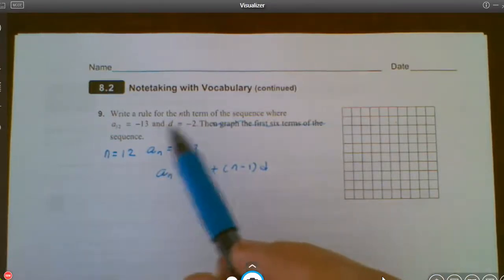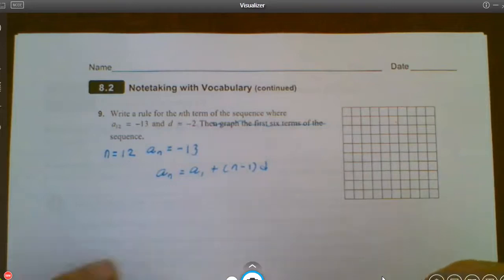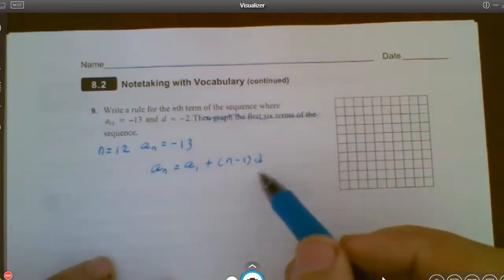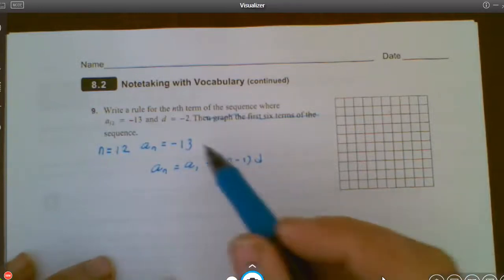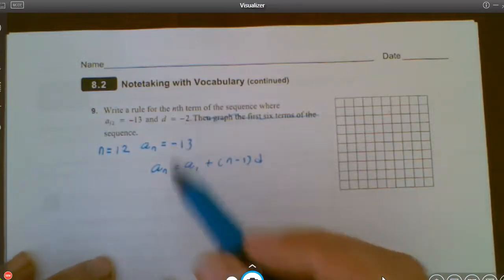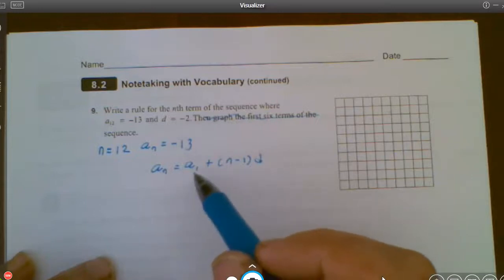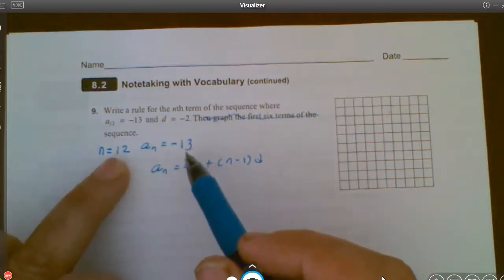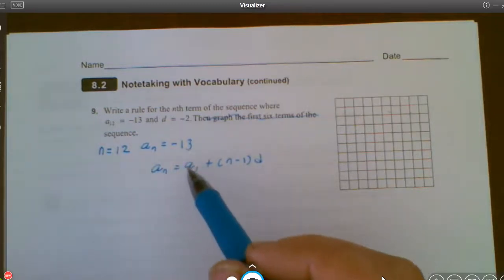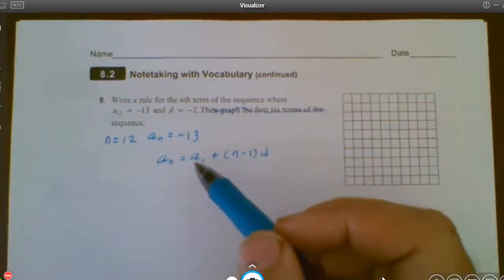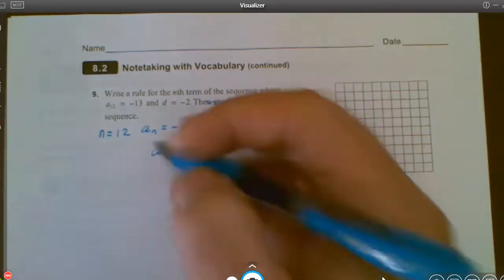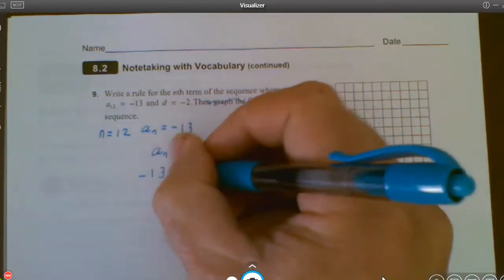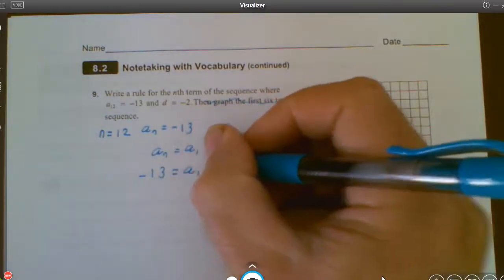So when I go to write the rule, keep in mind on these, all I need for the rule is my first term and my common difference. Well, I know the common difference is -2. But in this problem, they didn't tell me what the first term was. So instead, they gave me this information that I have to use to figure out what the first term is. So again, I know that a of n is -13 when n is 12.